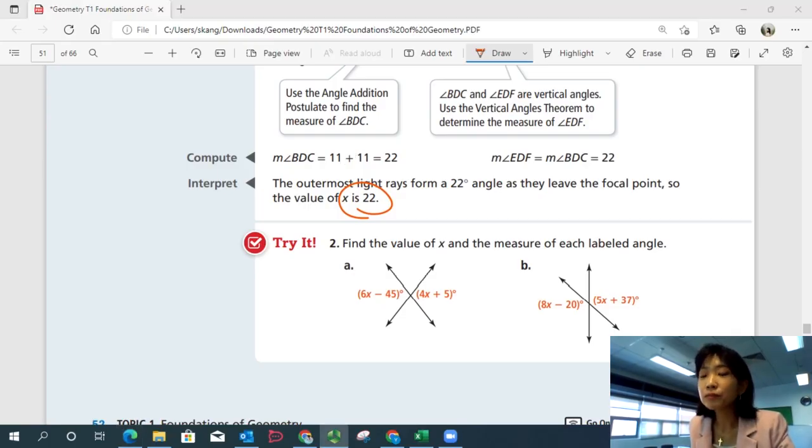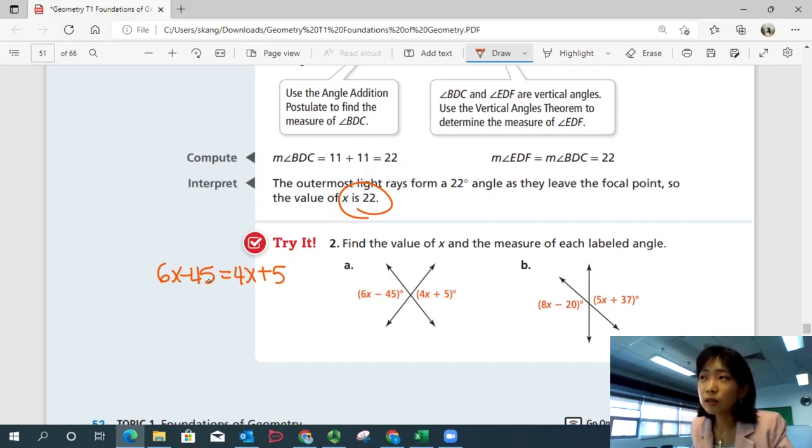Are you ready? All right, part A. They're vertical angles, and they have different expressions, but you can set them equal to each other. 6x minus 45 should equal 4x plus 5 because they're vertical angles. Vertical angles have the same measure, right? So now it's a matter of solving for x. Simplify, and solve for x.